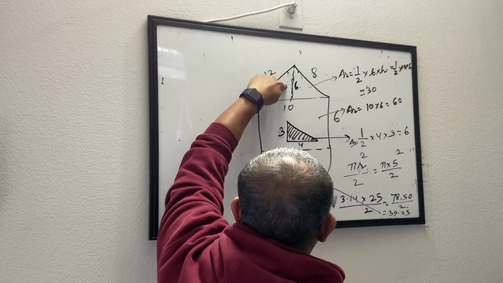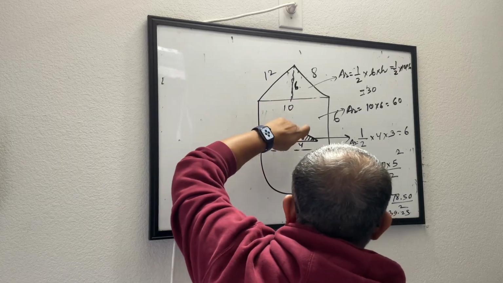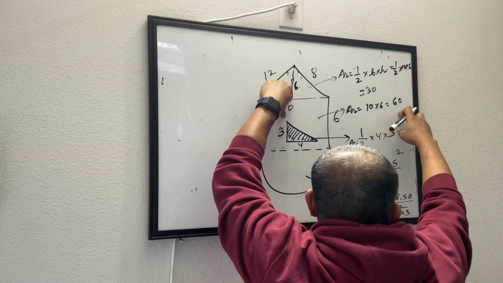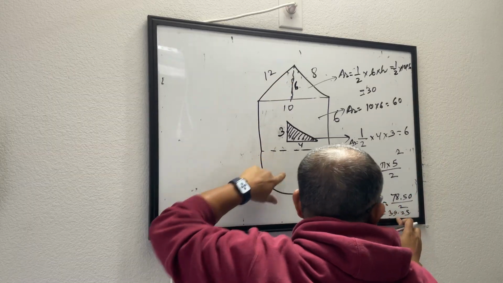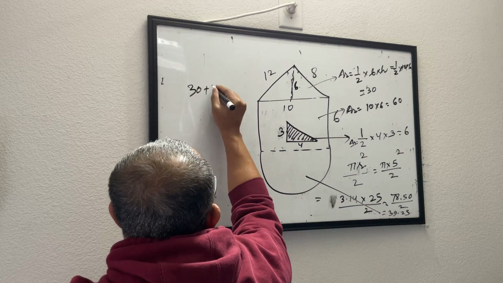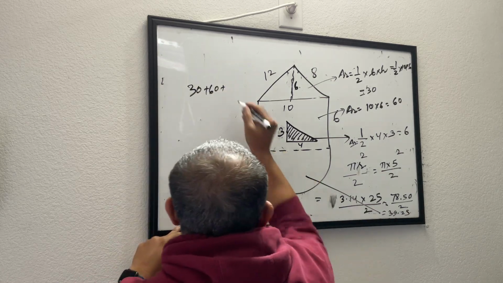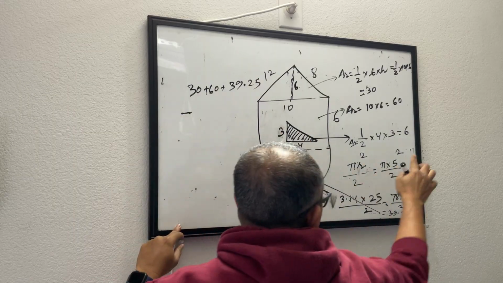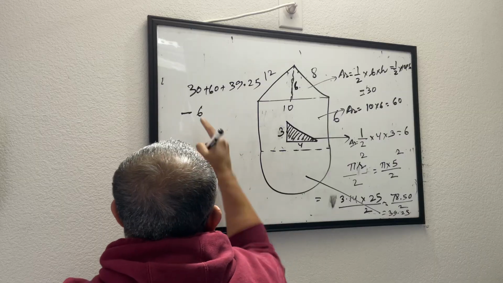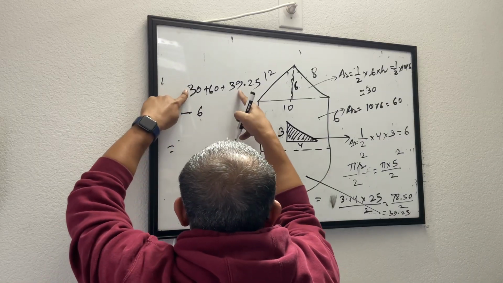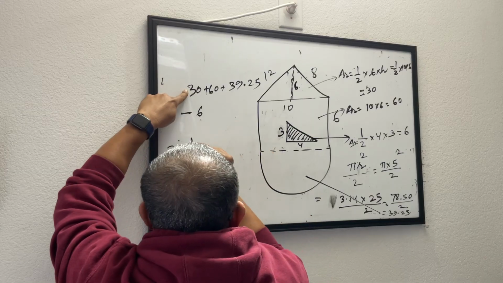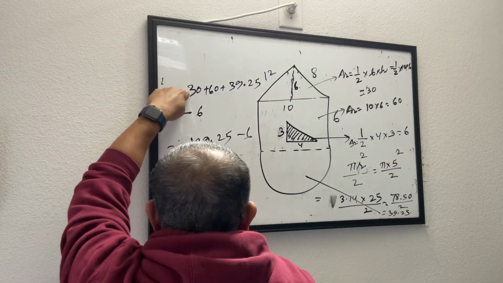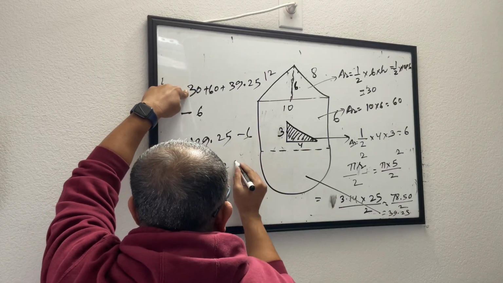Now what you have to do is this area plus this area plus this area minus this area. 30 plus 60, 90 plus this area, 39.25, minus this area, which is 6. So this became 30 plus 60, 90 plus 39, 129.25 minus 6. That became 123.25.